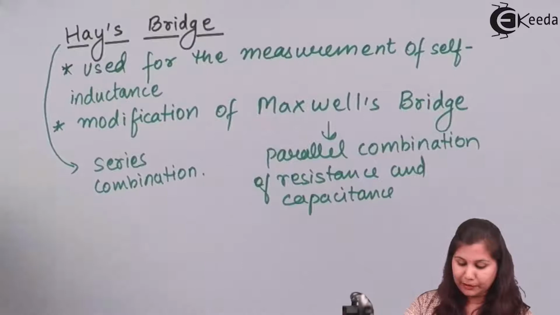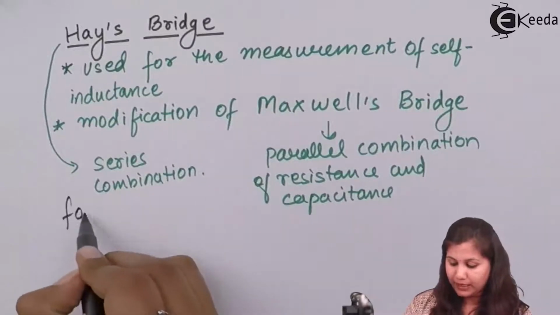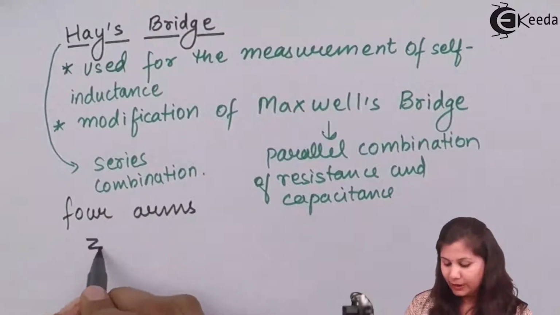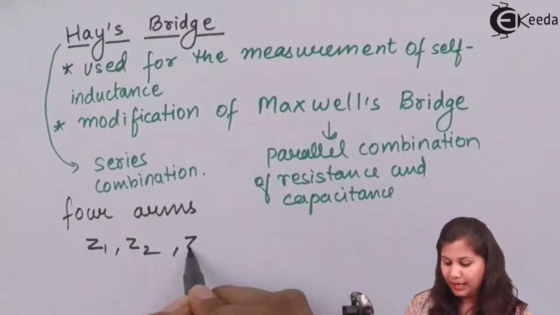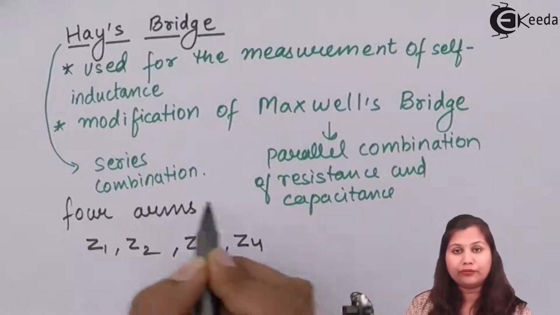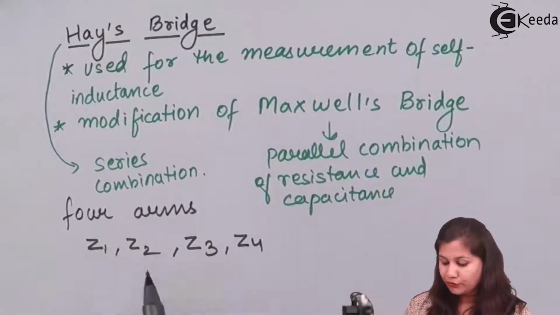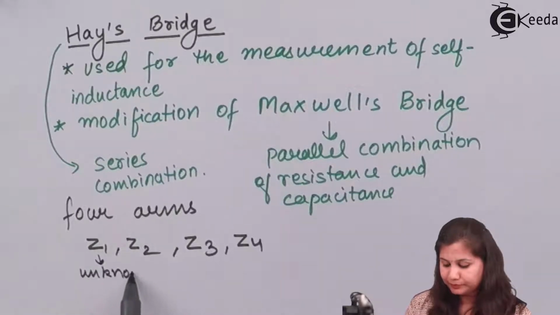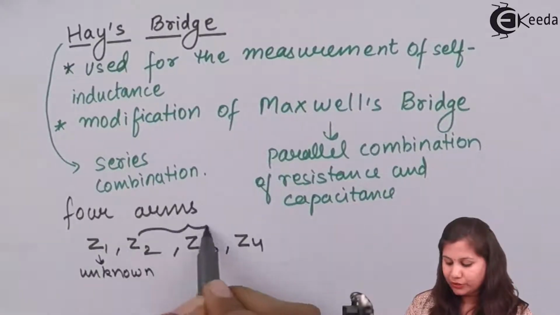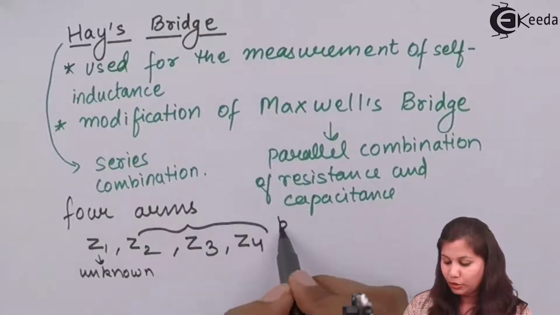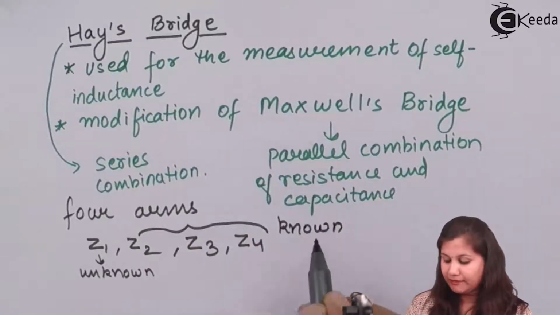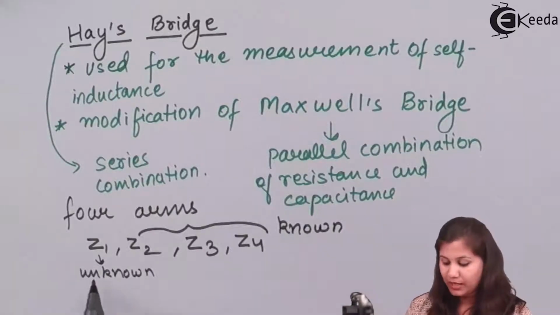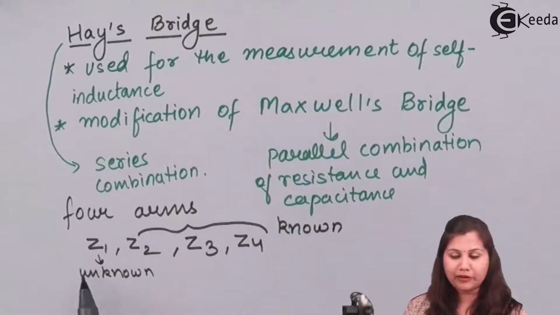So the Hay bridge will also have 4 arms, and in the 4 arms we will have the 4 impedances, that is Z1, Z2, Z3 and Z4. Out of these impedances, Z1 is the unknown impedance, and the remaining 3, Z2, Z3 and Z4, are the known impedances. Means the value of these impedances is known to us. We already know their value, and Z1 we want to measure.